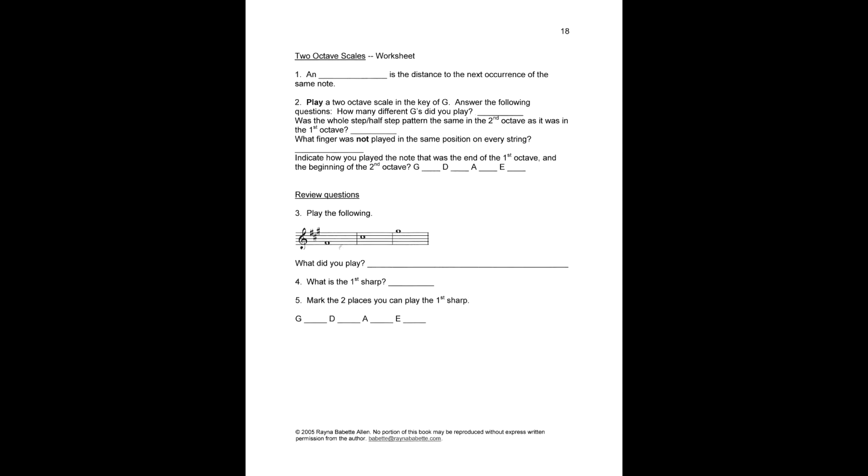Question 4, what is the first sharp? First sharp is F sharp. And question 5, mark the 2 places you can play the first sharp. So we're looking for a finger number or finger numbers and on what strings. Well, you know you can play an F sharp with the second finger on the D string. And where's the other position? It's first finger on the E string.